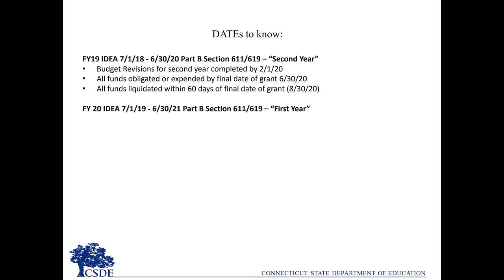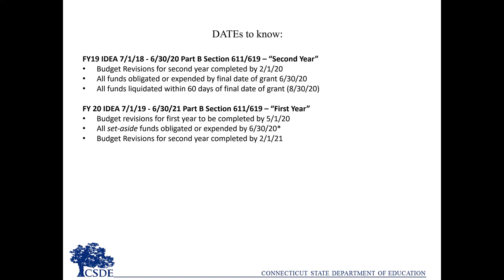FY20, we got Part B, first year. Again, we talked about 5/1. That's when you're going to be doing it. Set aside funds obligated and expended by June. Expending that money should be the exception, not the rule.